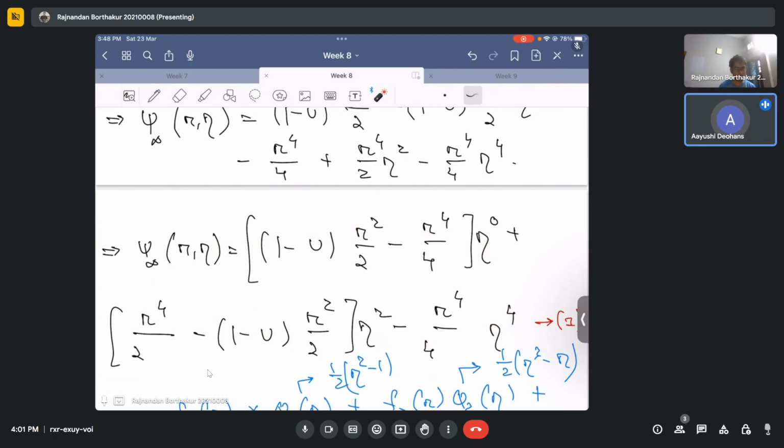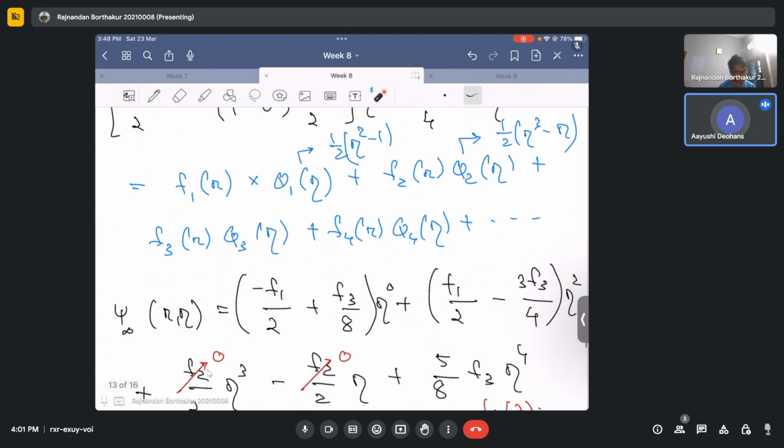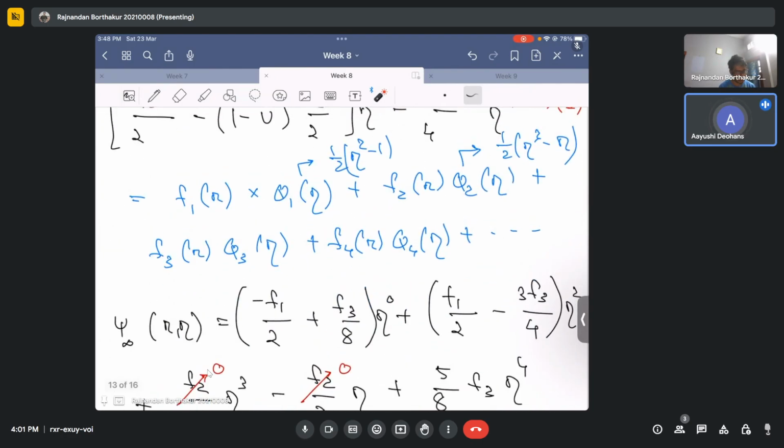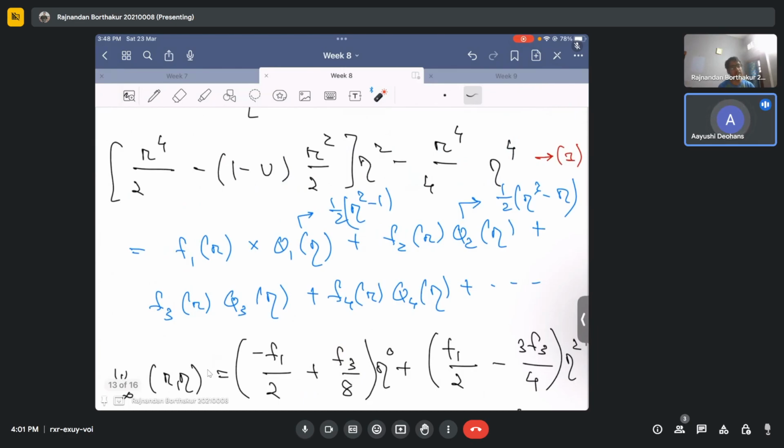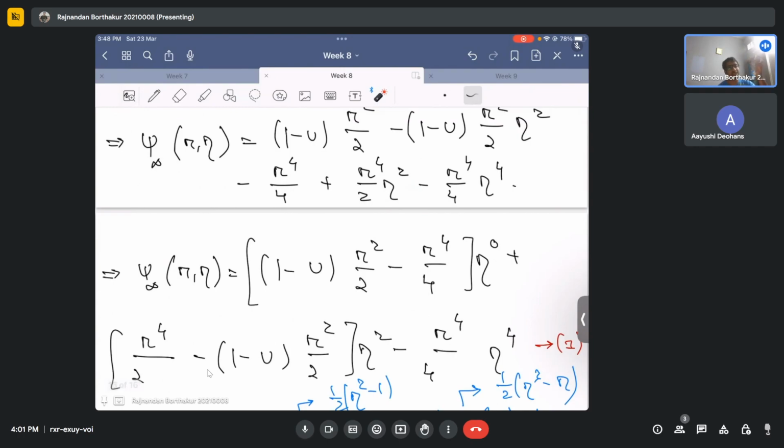Q3, Q4, Q5 terms will have eta powers greater than 4, which are essentially absent in the psi infinity term. Even if you write them, the coefficient, let's say f5, would be just 0 by comparing with the fact that we don't have the higher powers of eta in the psi infinity term.